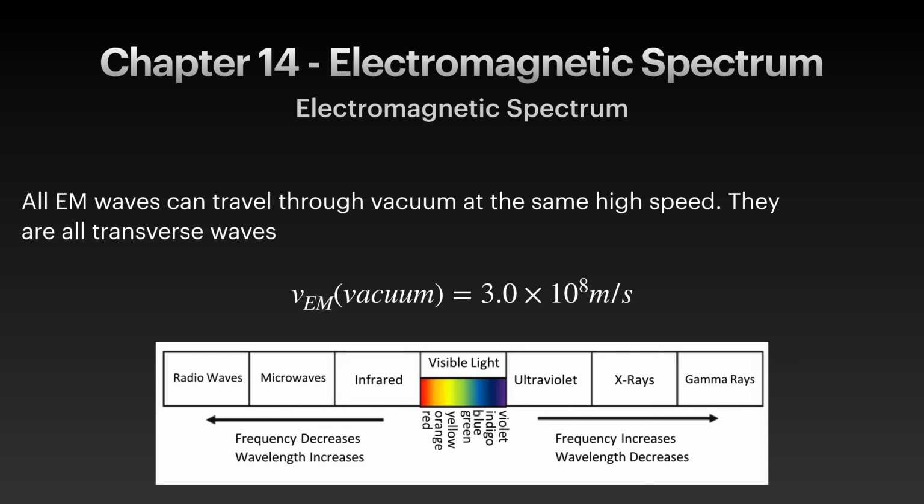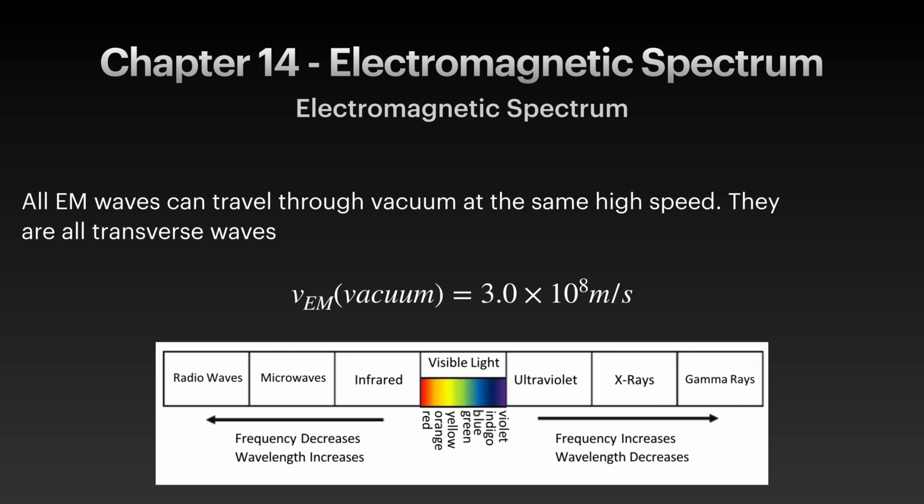The electromagnetic spectrum encompasses all types of electromagnetic waves, which are organized according to their wavelengths and frequencies. Key characteristics of electromagnetic waves: uniform speed. All EM waves travel at the same speed in a vacuum, approximately 3 times 10 to the power 8 meters per second, which is the speed of light.